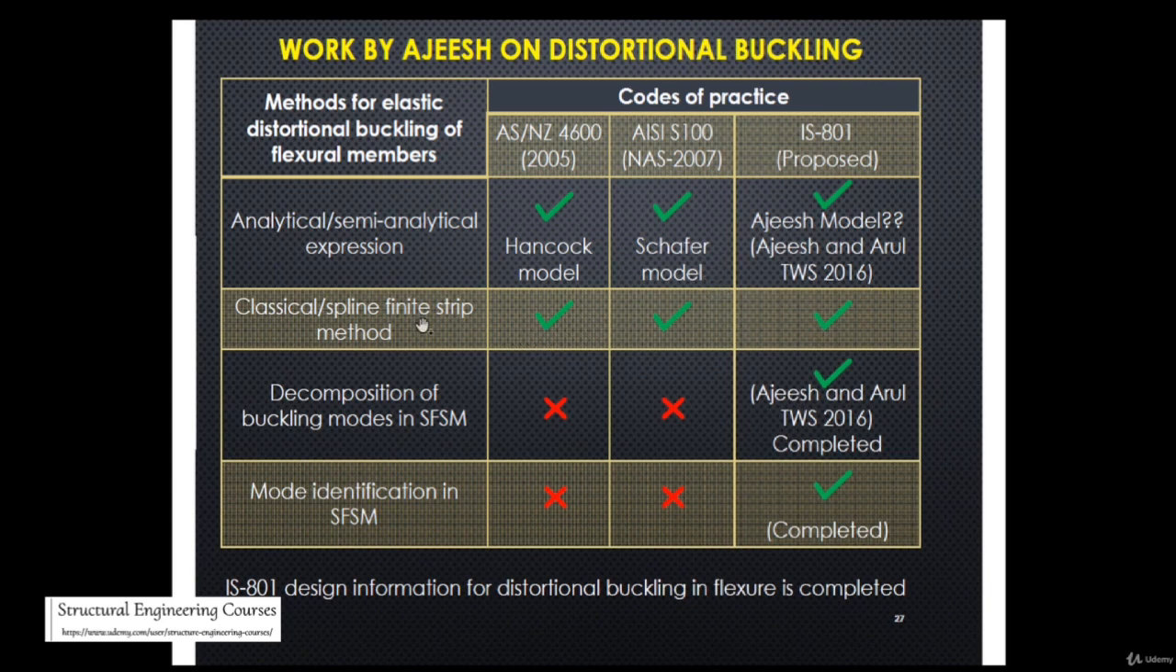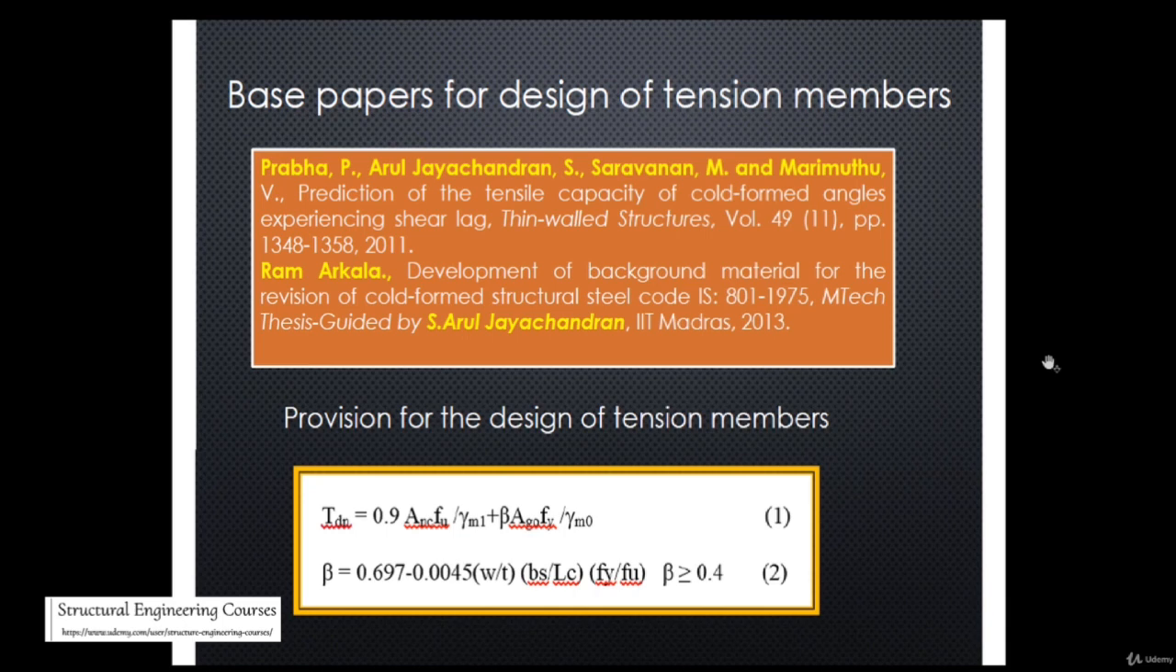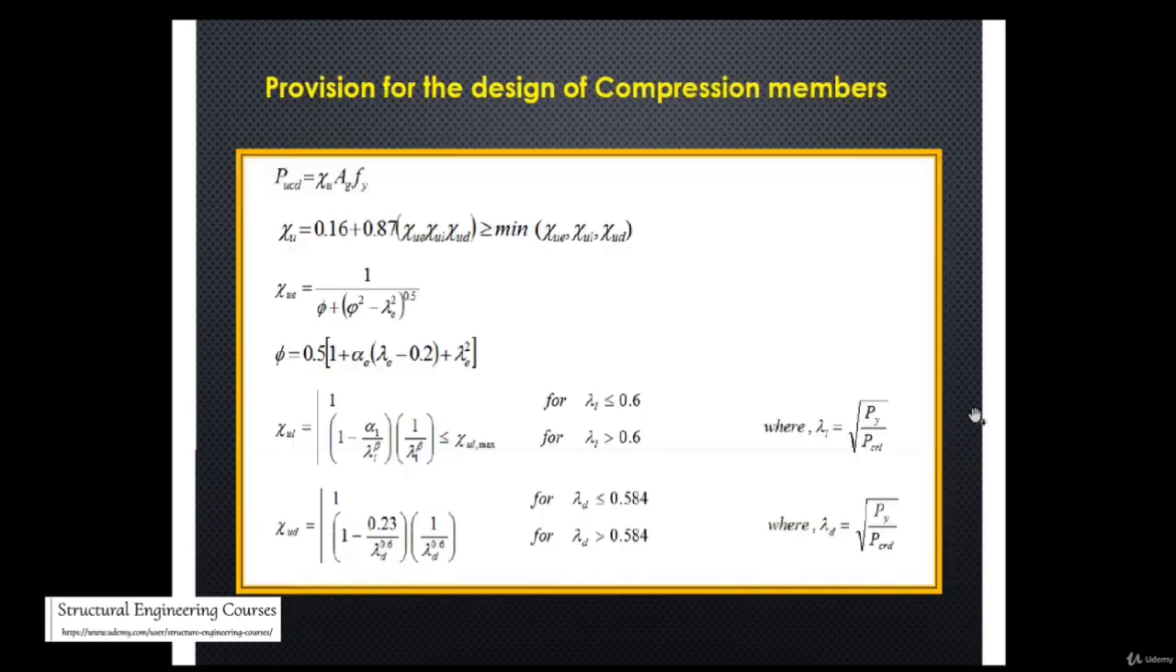In all the three codes, the finite strip method is used, and decomposition of buckling modes is considered in IS 801 itself, and mode identification in SFSM is also considered in IS 801 itself. So these are basically the papers that you can study from the net also. And this is the provision for design of tension members, that is 0.9 An c Fu by gamma M1 plus beta Ag Fy divided by gamma M0, where beta is shown by this particular value here.